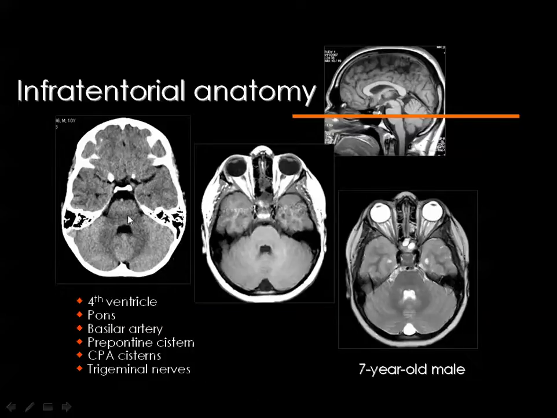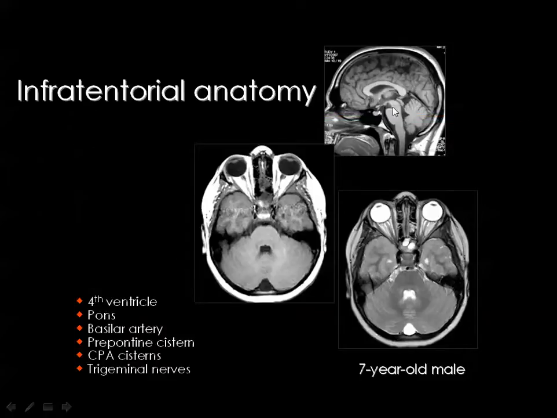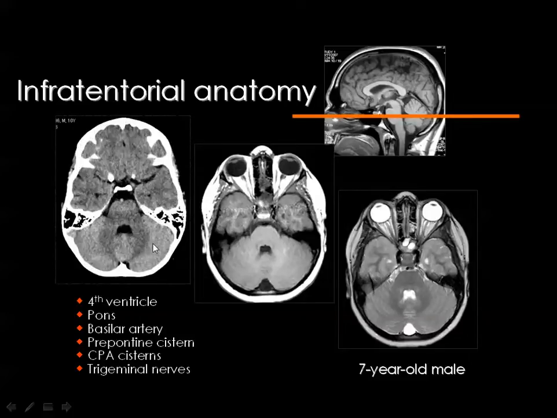The junction between the pons and the cerebellum is known as the cerebellopontine junction, or the middle cerebellar peduncle. And you know that the cerebellum is connected to the brainstem by three peduncles: the inferior, the middle, and the superior. The middle is the largest one, which connects the cerebellar tissue to the pons.